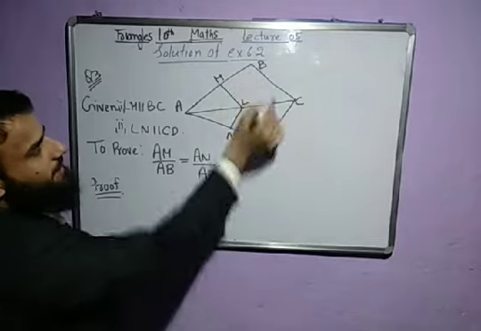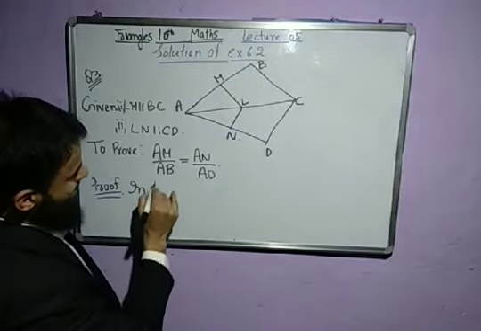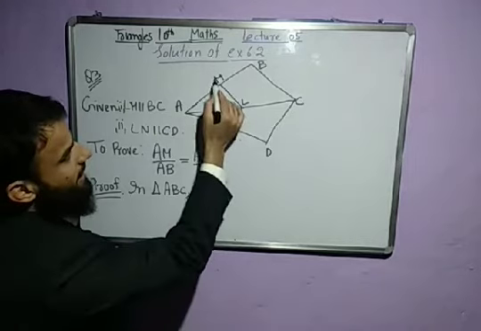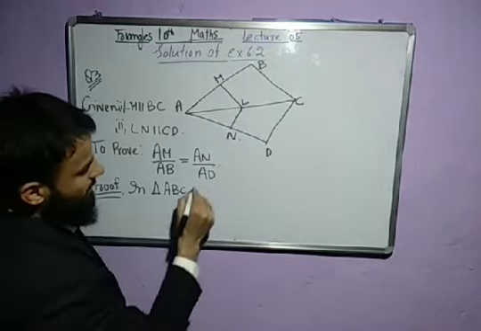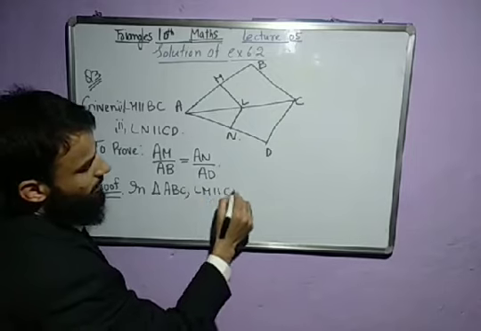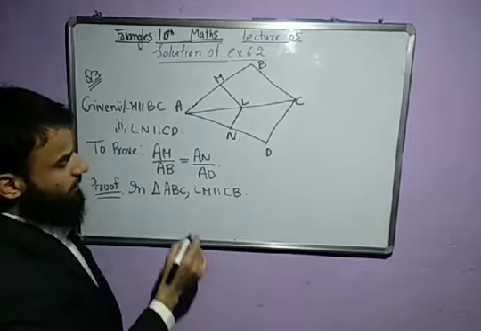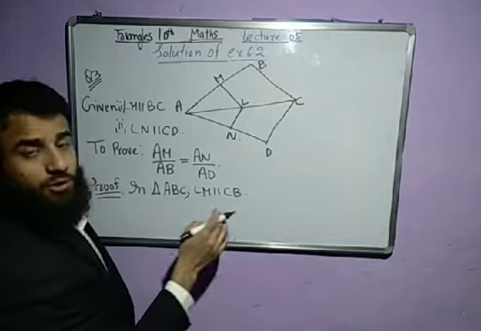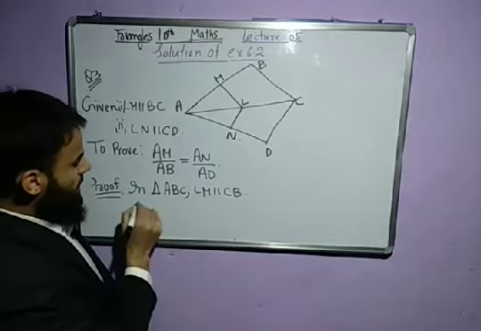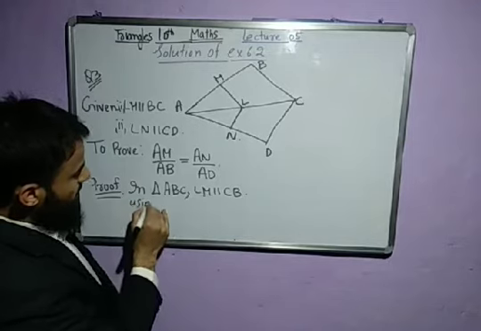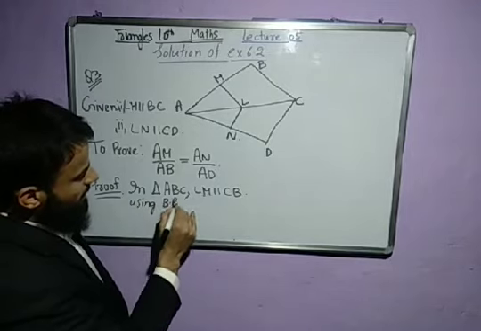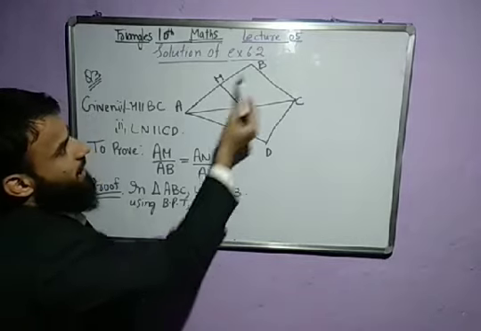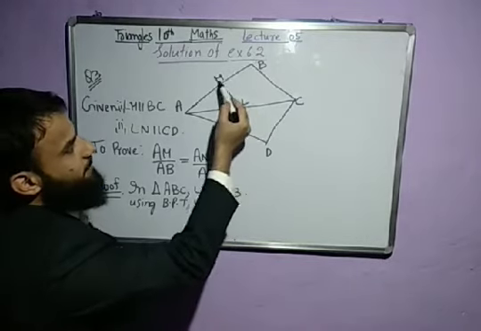Now, in triangle ABC, LM is parallel to CB. When LM is parallel to CB, I can use the basic proportionality theorem. So, using basic proportionality theorem, using BPT, we'll get BM divided by AM.